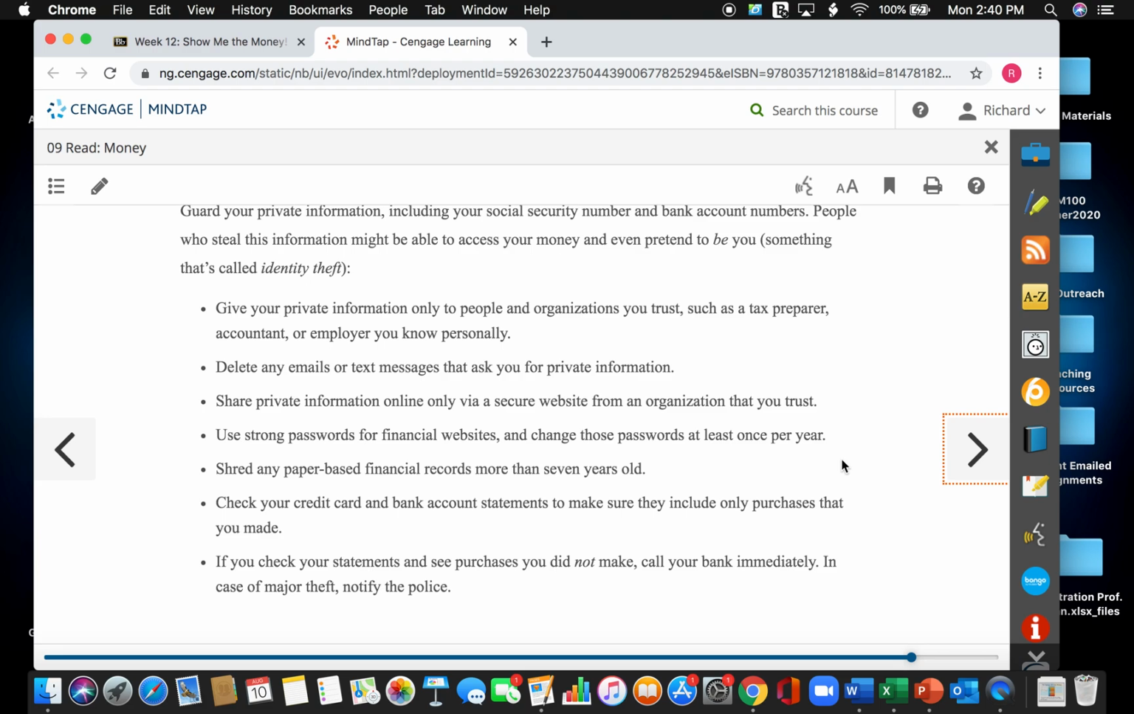Shred any paper-based financial records more than 7 years old, and check your credit card and bank account statements to make sure they include only purchases that you've made. And finally, if you check your statement and see purchases that you did not make, call your bank immediately. In case of major theft, notify the police.